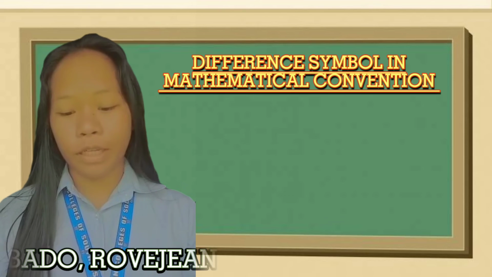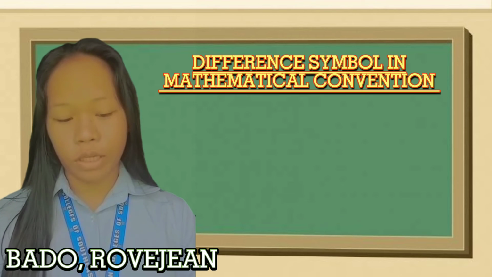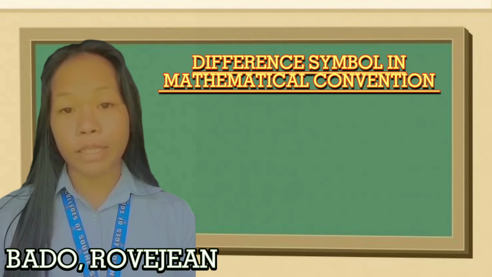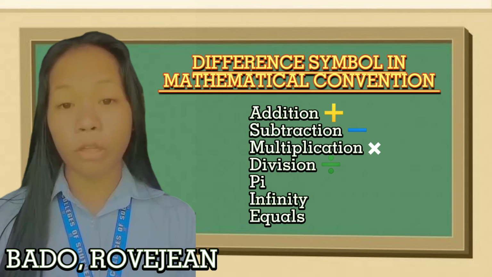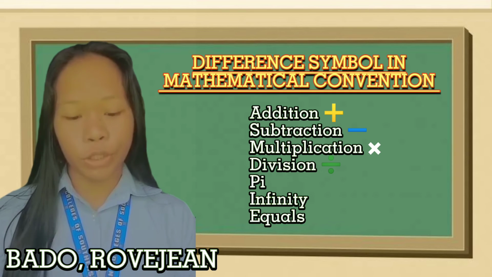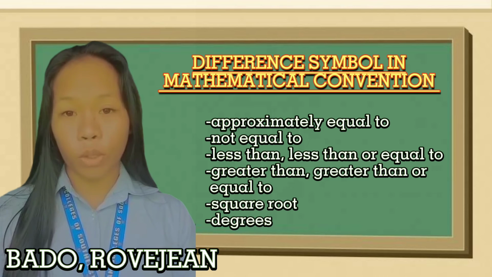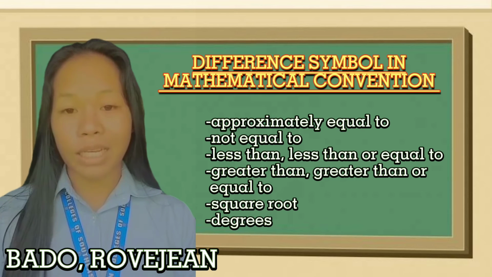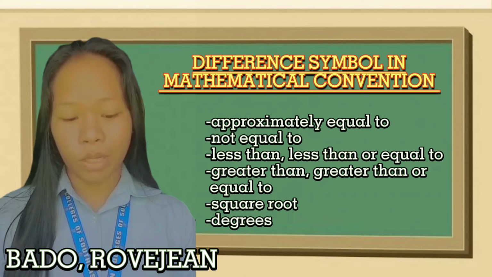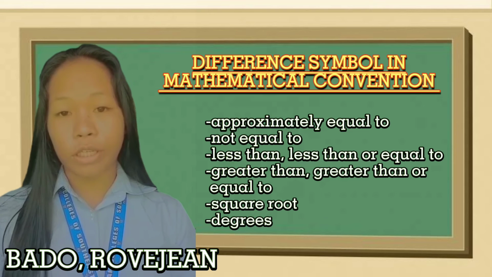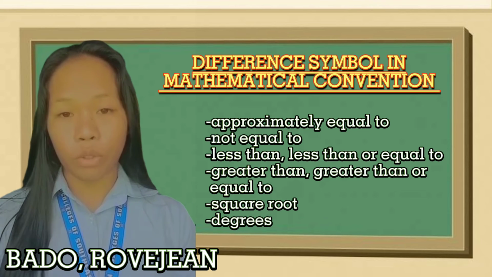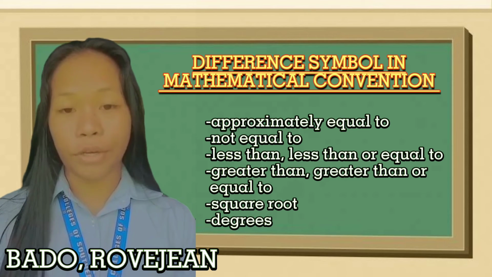The different symbols in mathematical convention. There are 15 symbols. First is addition, subtraction, multiplication, two types of division, pi, infinity, equals, approximately equal to, not equal to, less than or equal to, greater than or equal to, square root or radical, degree, and therefore.